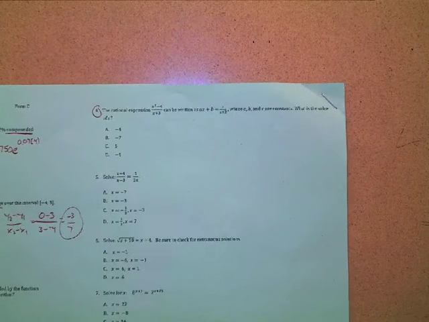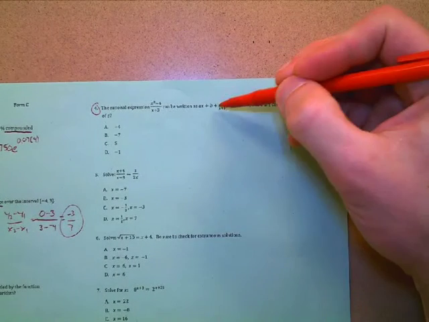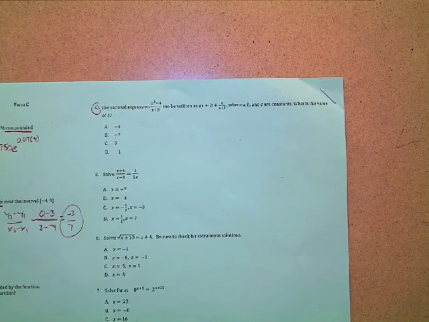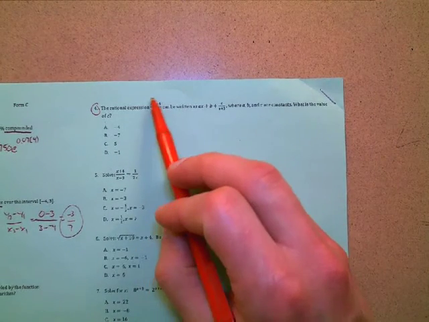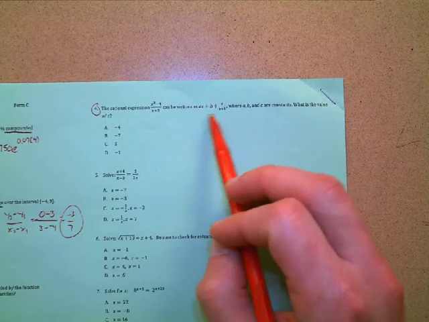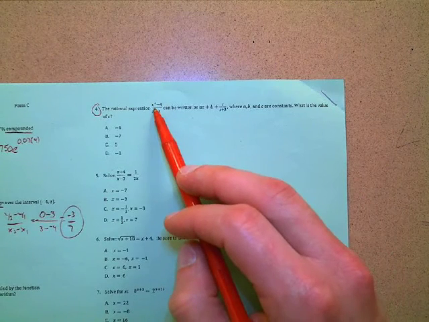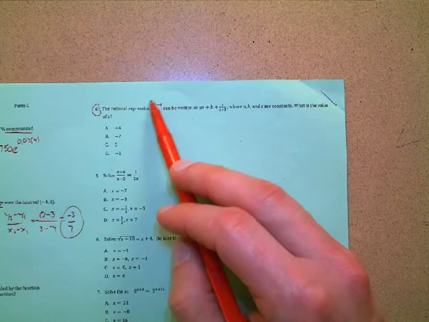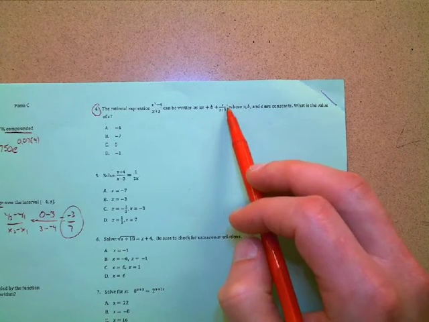The rational expression x squared minus 4 over x plus 3 can be written as ax plus b plus c over x plus 3, where a, b, and c are constants. What is the value of c? Now, we're going to rewrite this in this format. Do you recognize this format? When you see this big fraction bar, that's division. So we're going to do the division and end up with our answer. We're going to have some remainder potentially if c is not 0.